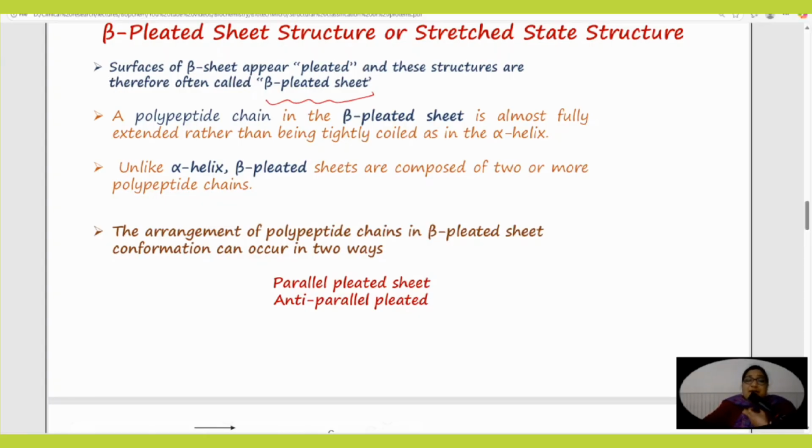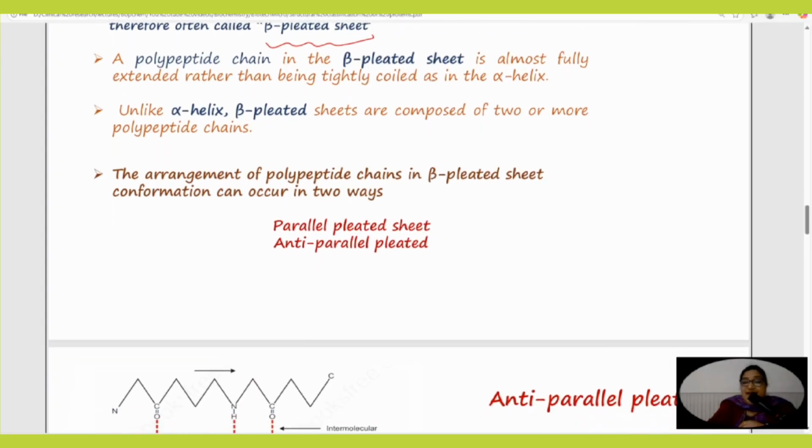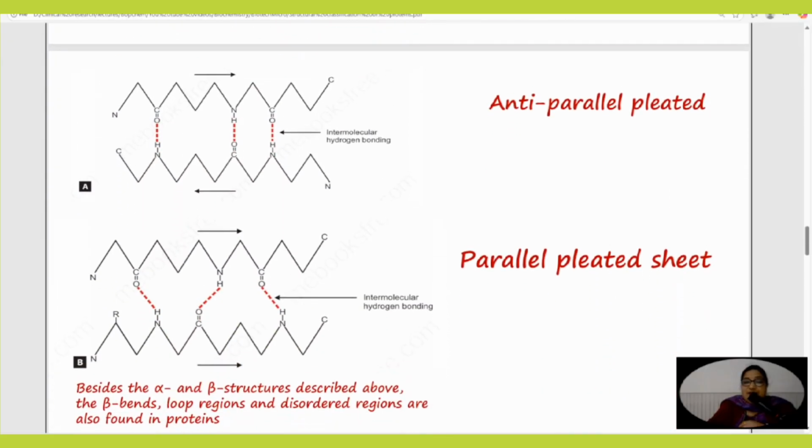So these polypeptide chains are fully extended. They are not coiled as in the alpha helix. Rather, they are fully extended. And they are composed of two or more polypeptide chains. So now these polypeptide chains can be arranged in this manner.